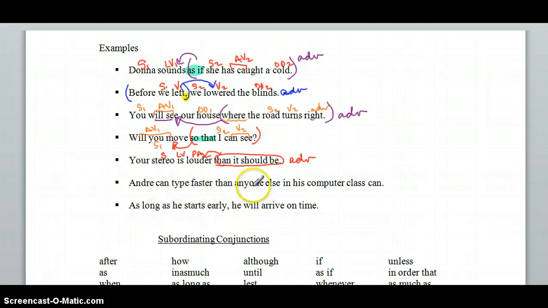Andre can type faster than anyone else in his computer class can. So Andre can type faster. That is my independent clause.